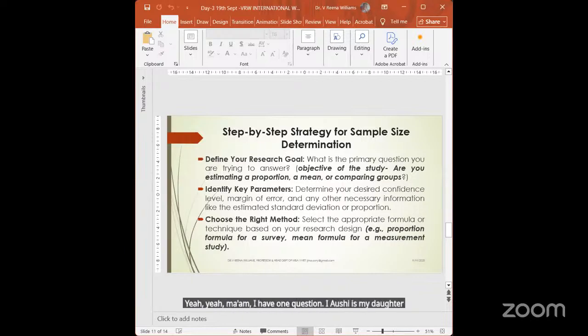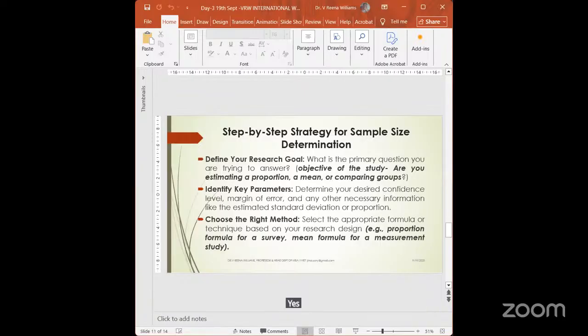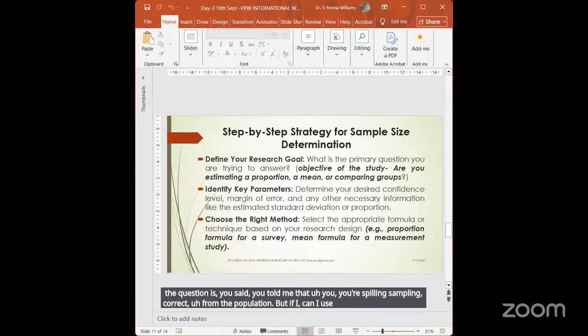Yeah, please. Actually, the question is, you told me that you're explaining sampling, correct, from the population. But can I use the whole population if I have the data rather than going for samples?